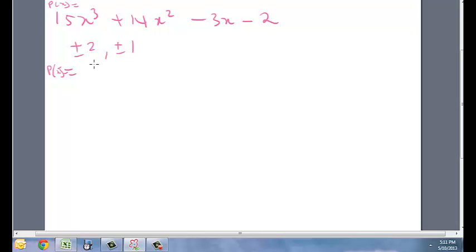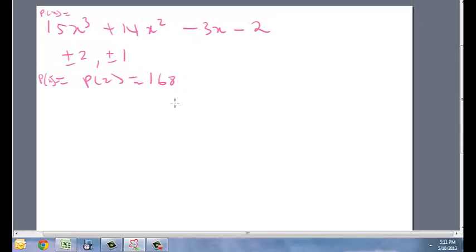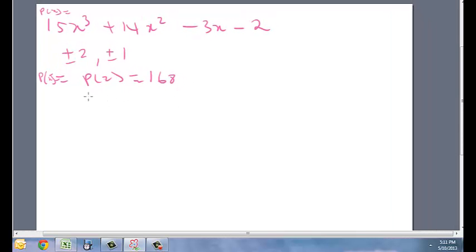Shouldn't work. Yes, it doesn't. P of 2 gives me 168. I'm like, okay, maybe I should just try, since I'm there, all I got to do is go back and put a negative in front of each one. And I'm going to do P of minus 2. P of minus 2 gives me minus 60. Alright? Then I'm like, okay, maybe it was the easier one. Maybe it was P of 1.